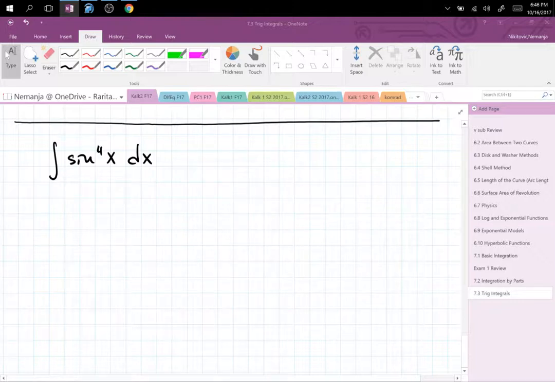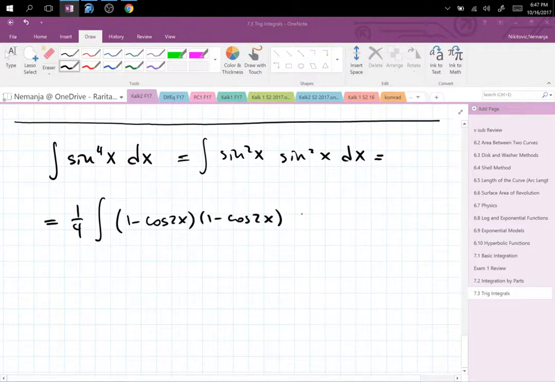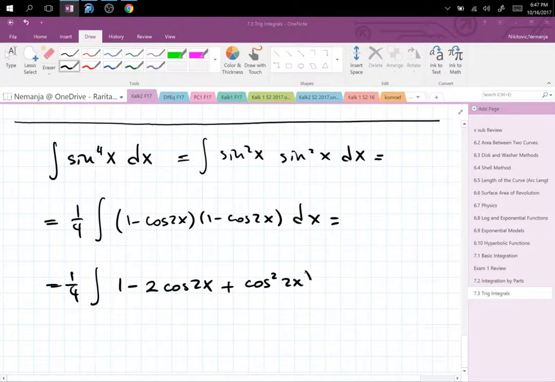I am going to write this as sine squared times sine squared, and unleash power reducing upon this. Both of these will produce a half, so half times half is a quarter outside. And I have 1 minus cosine 2x times 1 minus cosine 2x, which I will FOIL to get 1 minus 2 cosine 2x plus cosine squared 2x dx. I need another power reducing on that term alone.